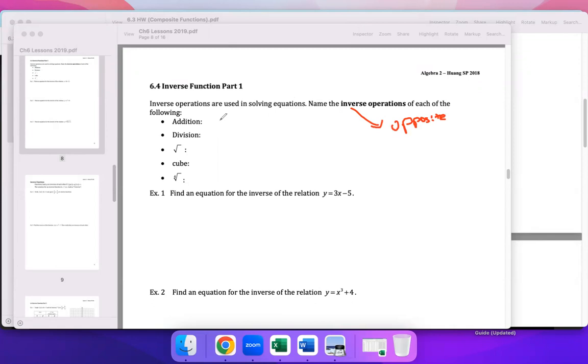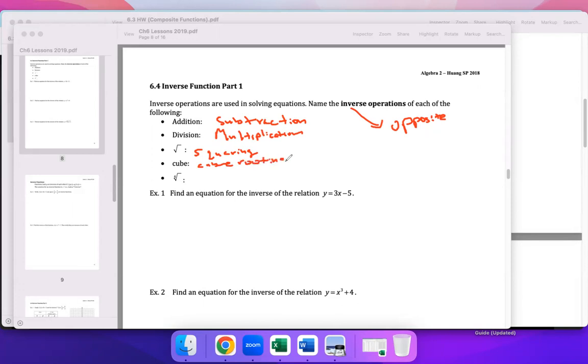So exactly right. The opposite of division would be multiplication. And Cam, stop looking, Matthew. Thanks. The opposite of square rooting is squaring. The opposite of cubing is cube rooting, exactly.